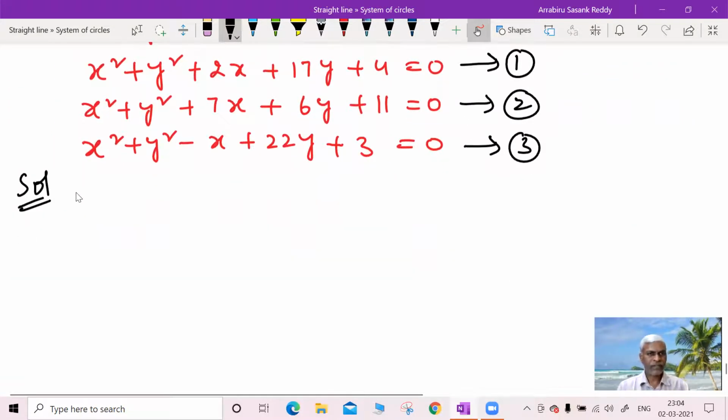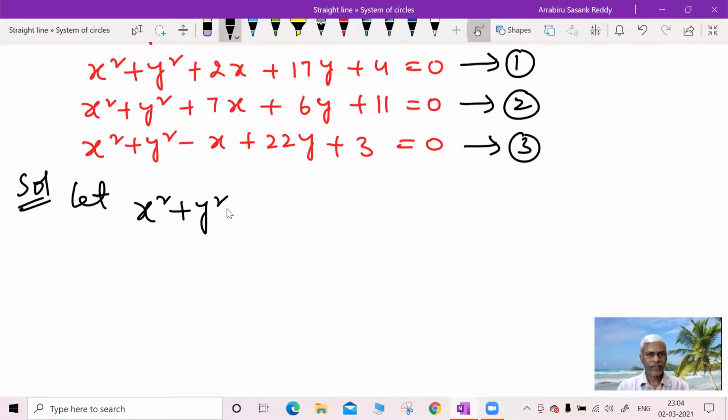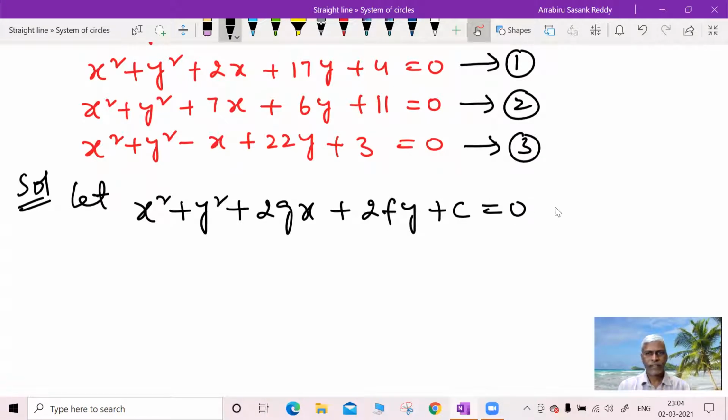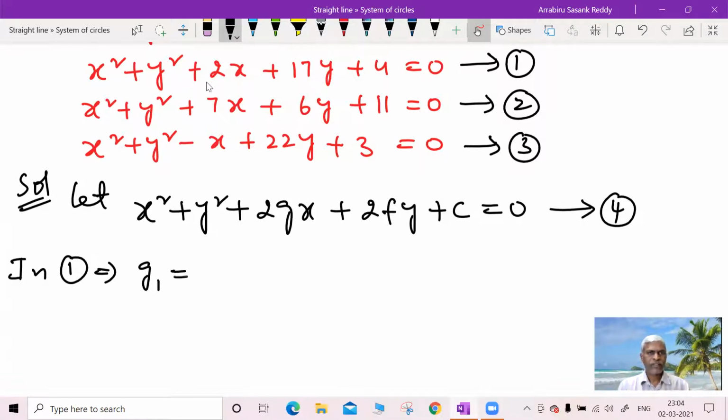And let the required equation of the circle x² y² 2gx 2fy c be the equation 4. So in the first equation, g value, let us take it as g1. So 2 by 2 is 1.